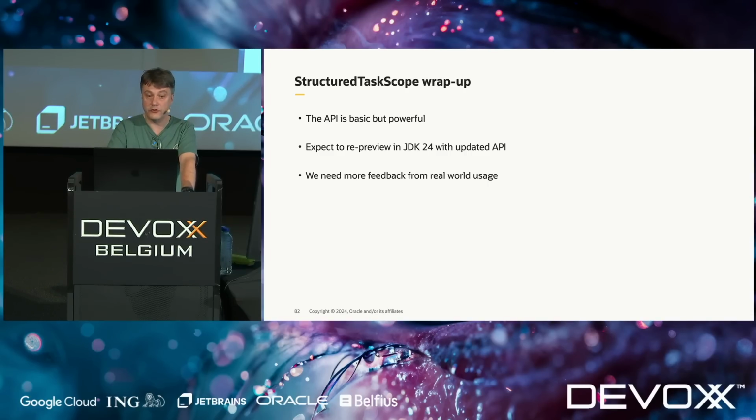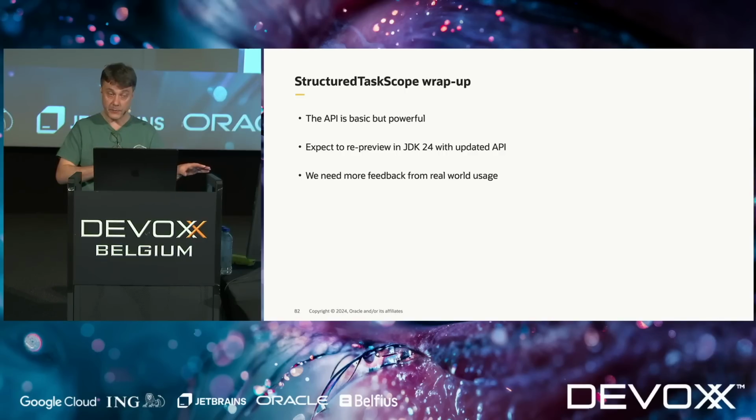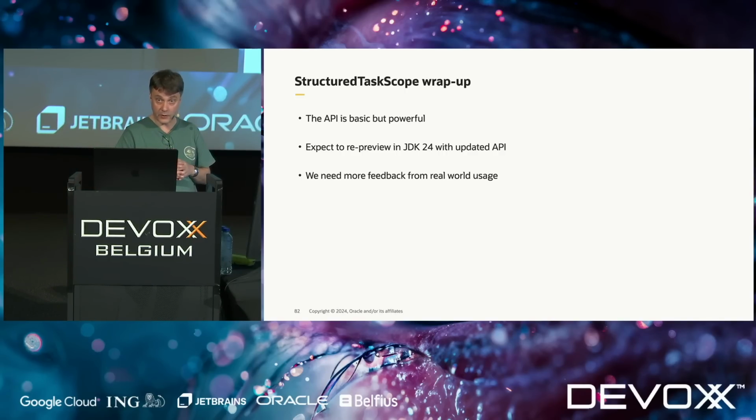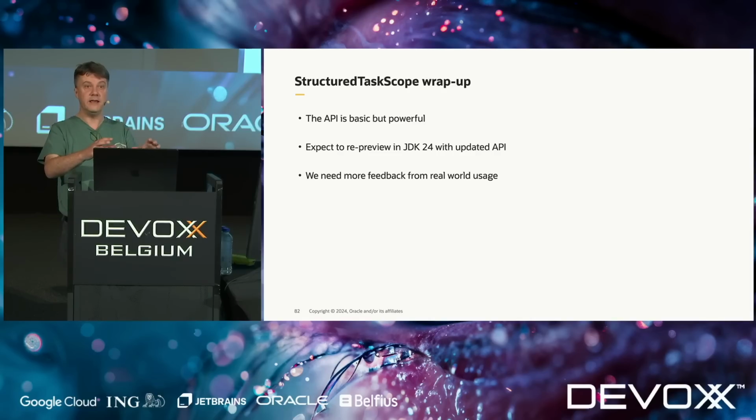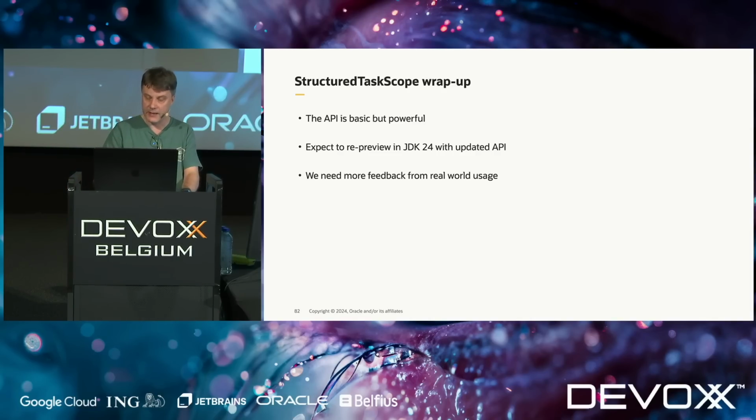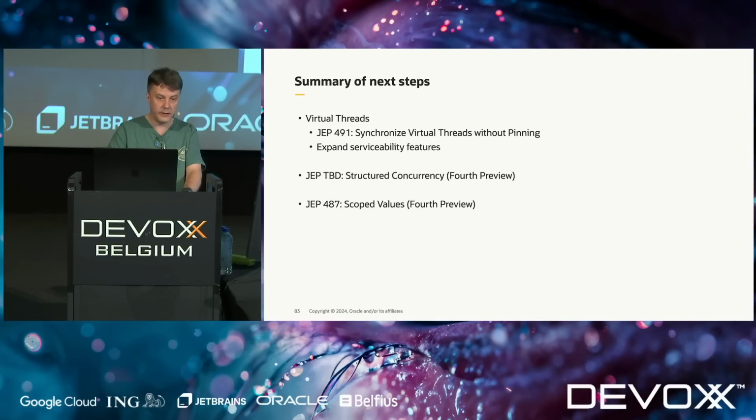So to wrap up, structured task scope is a very, very basic API, but a very, very powerful API. Remember the goals: have something that's an on-ramp, a simple introduction to structured concurrency. And we're hoping that this API that I've shown you here will be the next preview in JDK 24. But it's really important that we get more feedback and more people using this. One of the things about introducing virtual threads is that everyone has jumped on this. They haven't consumed this elephant yet and moved on to the next thing, which is structured concurrency. Right, and here we are done.